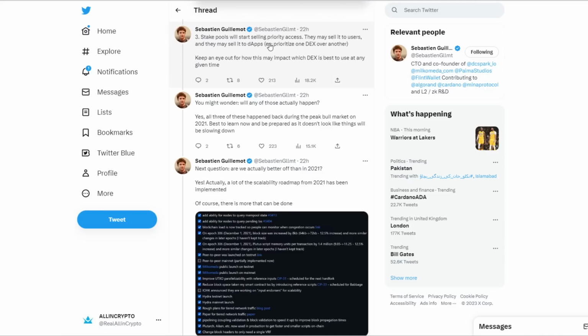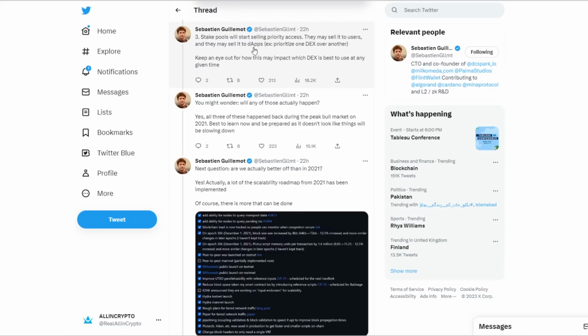Stake pools will start selling priority access. They may sell it to users and they may sell it to dApps. Priority on one DEX over another. Keep an eye out for how this may impact which DEX is the best to use at any given time. So this is interesting.